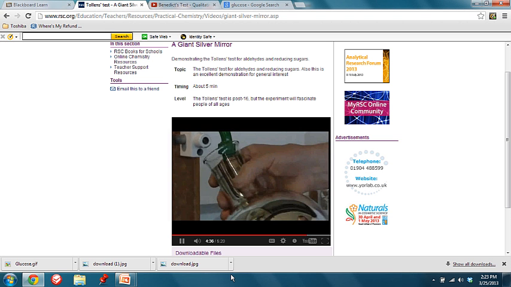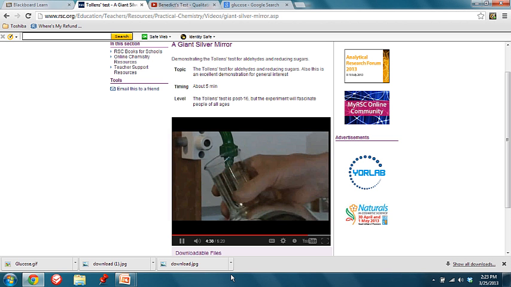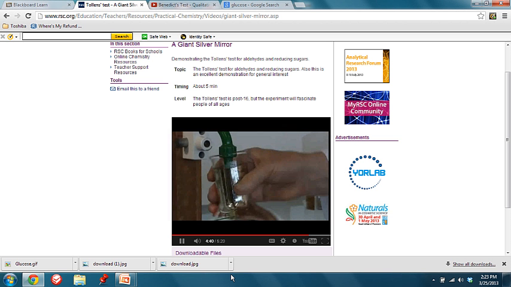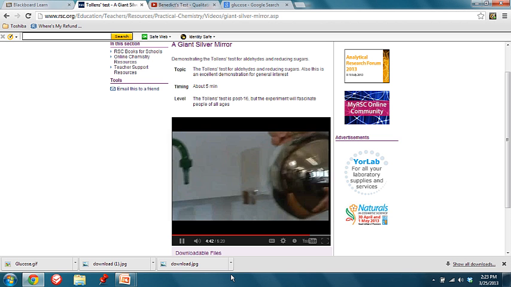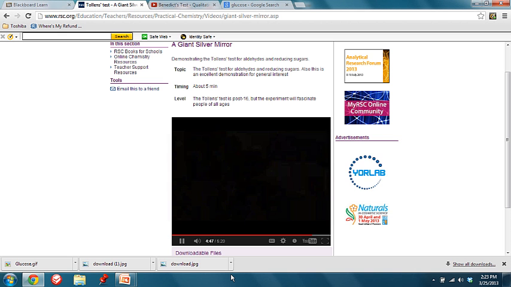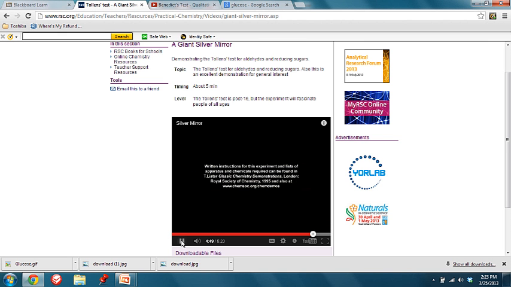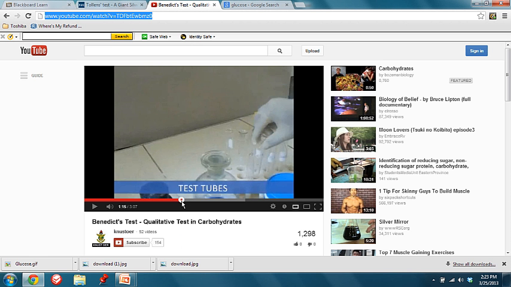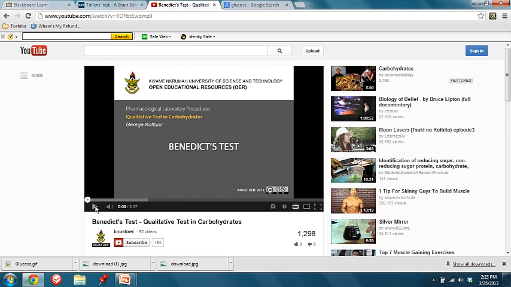For the same reason, it's not appropriate to make up the ammoniacal silver nitrate solution any considerable time before the demonstration, and certainly not the previous day, for example. So there is the Tollens test, and now we will look at the Benedict's test. This goes into a little bit more of the reaction details, but you can take a look at this.